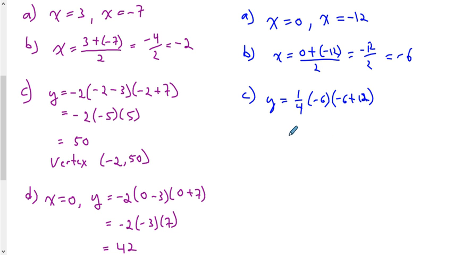Okay, let's figure this out. So that's going to be 1/4 times negative 6 times positive 6. Really, multiplying it by 1/4 is the same as dividing it by 4. So we end up with negative 36 divided by 4, that's negative 9. So our vertex is at negative 6, negative 9.